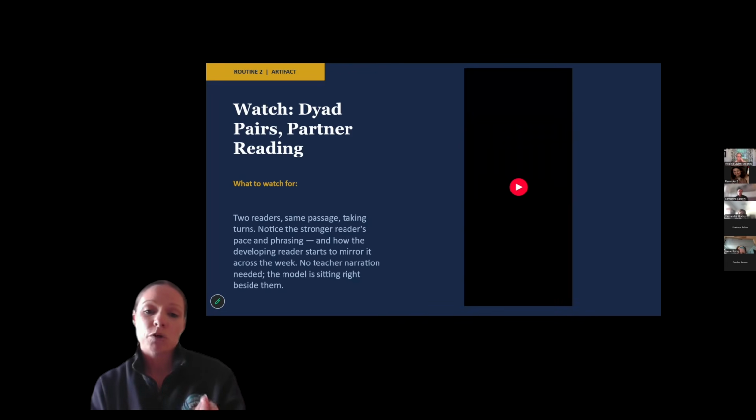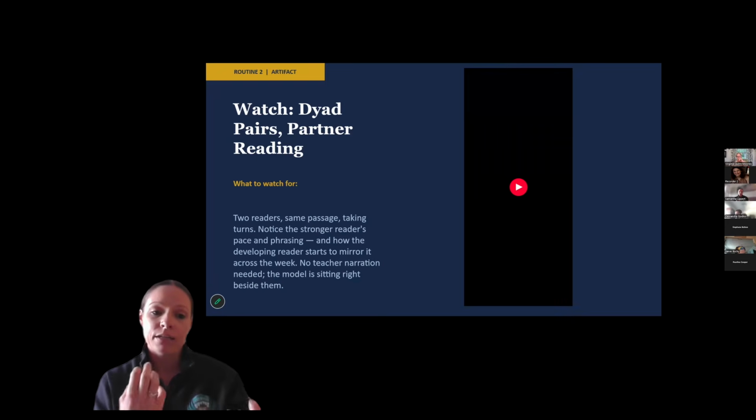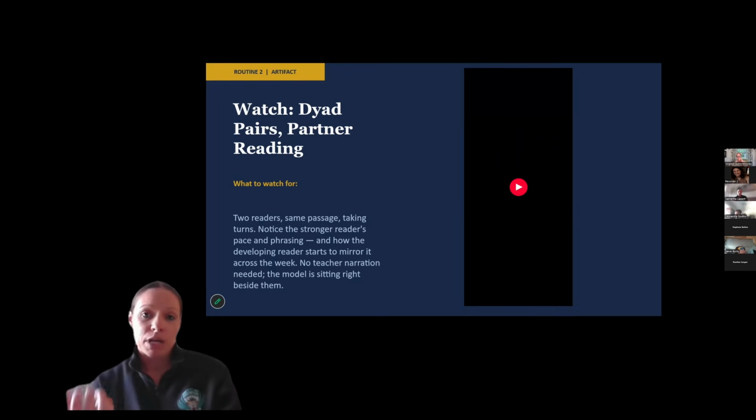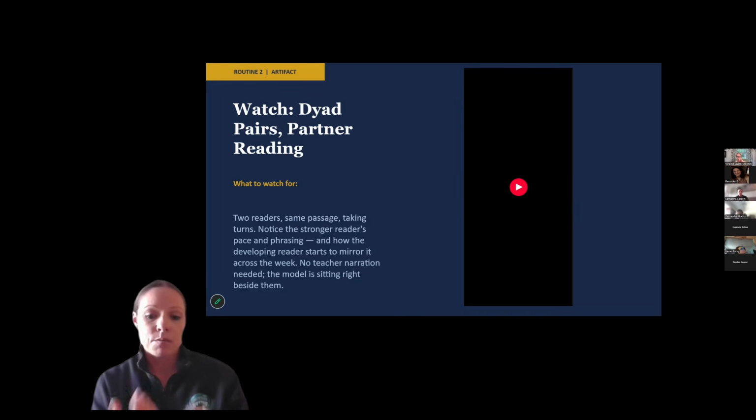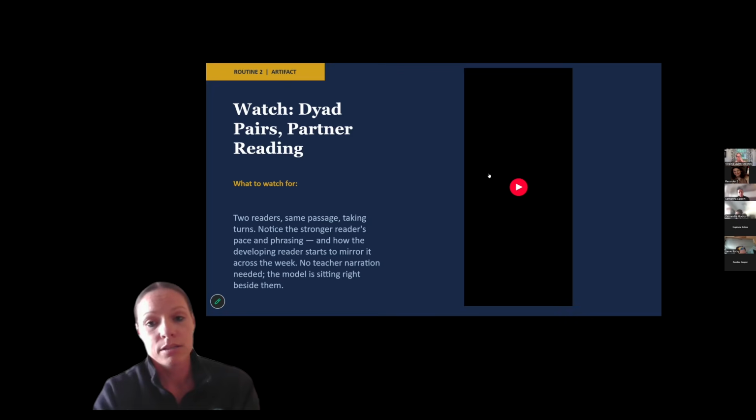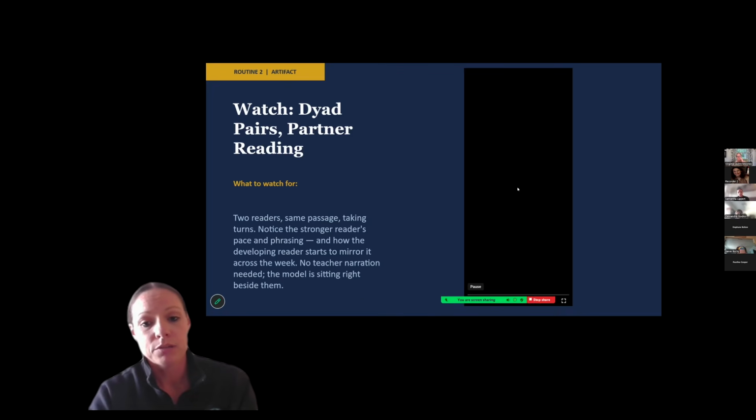The reason this works is because one of the students is a more fluent model, and it creates that scaffold for that other student who's right there next to them to hear more fluent reading. And if they get stuck, they have somebody there that's able to assist them along the way. So here is their video.